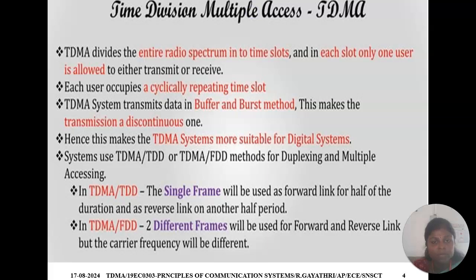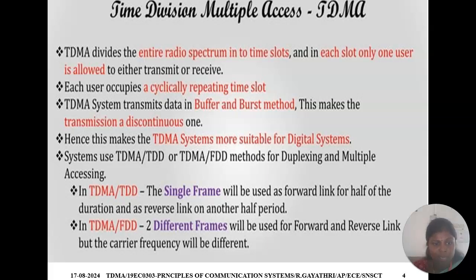TDMA divides the entire radio spectrum into time slots, and in each slot only one user is allotted to either transmit or receive. Each user occupies a cyclically repeating time slot. The TDMA system transmits the data in a buffer and burst method. This makes the transmission discontinuous. Hence, this makes the TDMA system more suitable for digital systems.